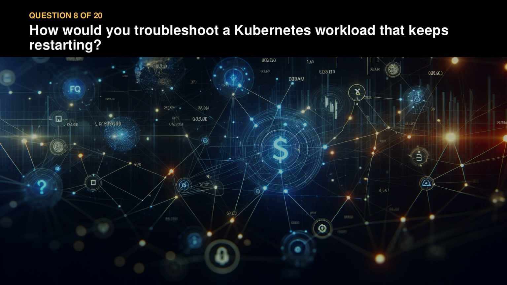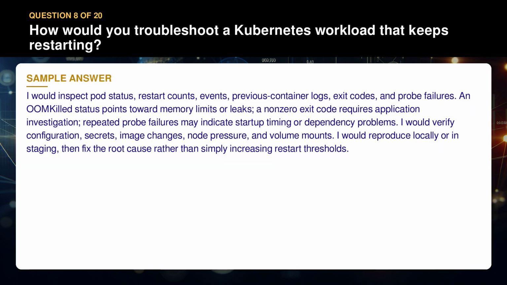How would you troubleshoot a Kubernetes workload that keeps restarting? I would inspect pod status, restart counts, events, previous container logs, exit codes, and probe failures. An OOMKilled status points toward memory limits or leaks. A non-zero exit code requires application investigation. Repeated probe failures may indicate startup timing or dependency problems. I would verify configuration, secrets, image changes, node pressure, and volume mounts. I would reproduce locally or in staging, then fix the root cause rather than simply increasing restart thresholds.